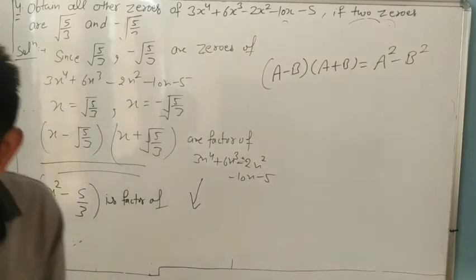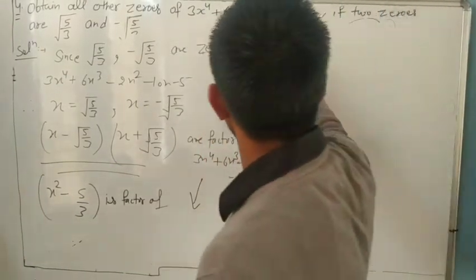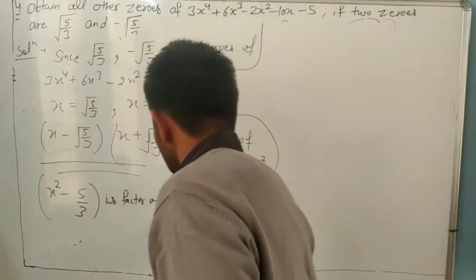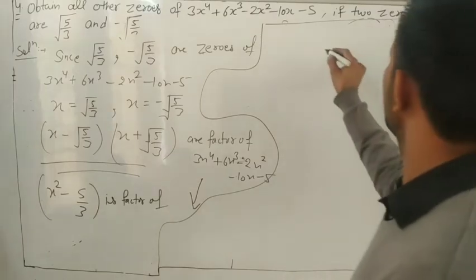And if it is a factor, can you divide it? Yeah. So what will we write? We will write here. Look at. So I am now dividing it.